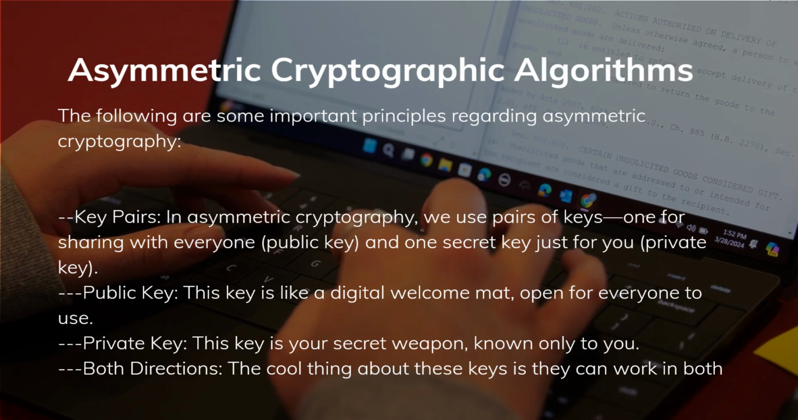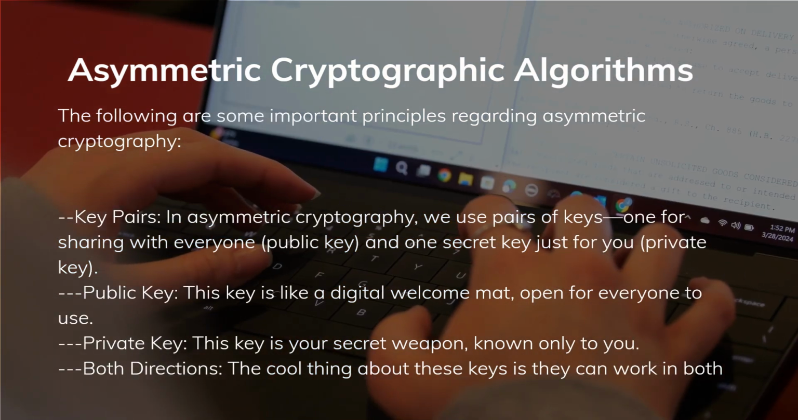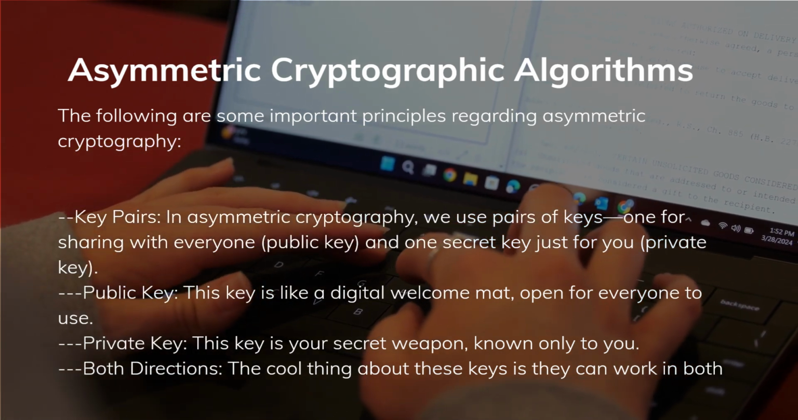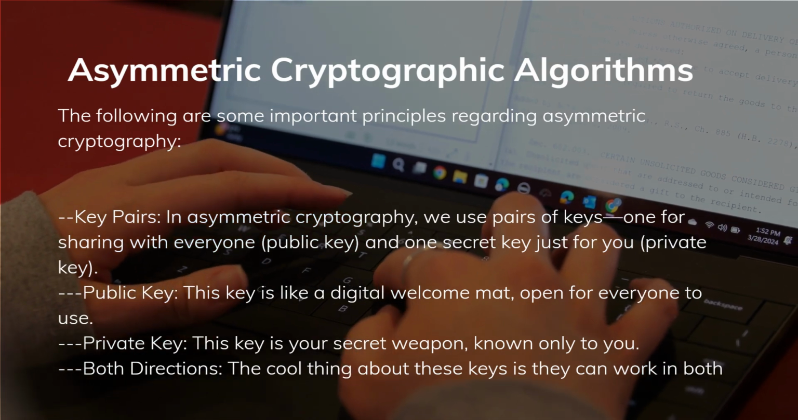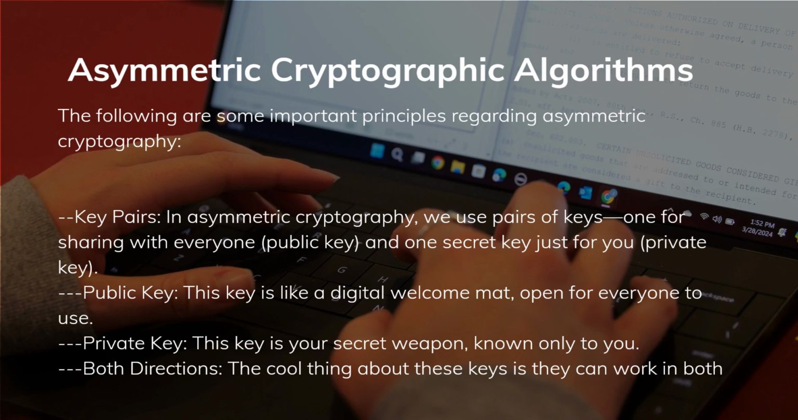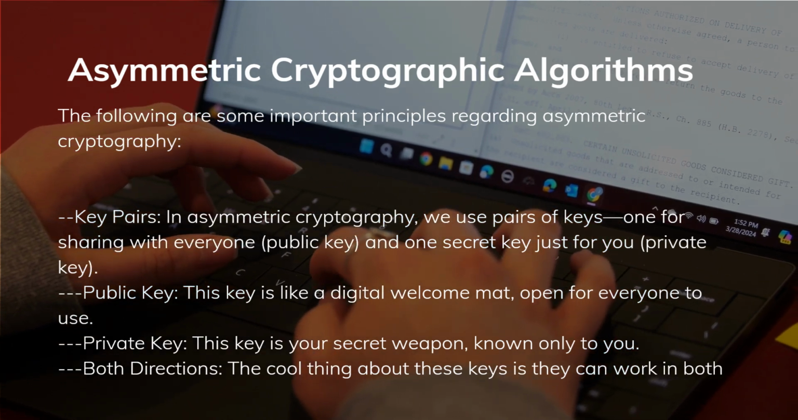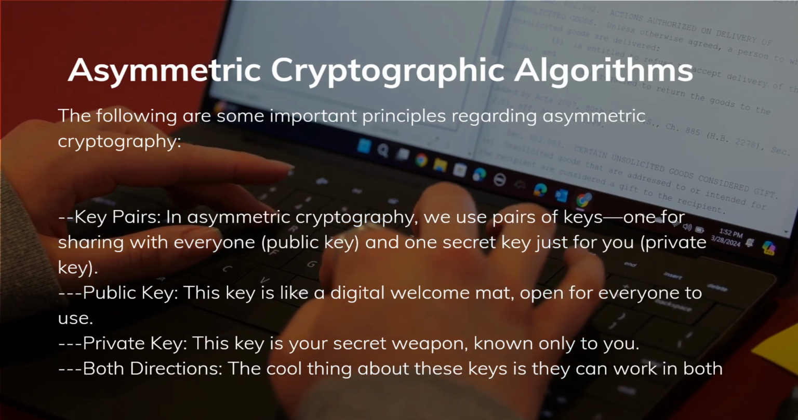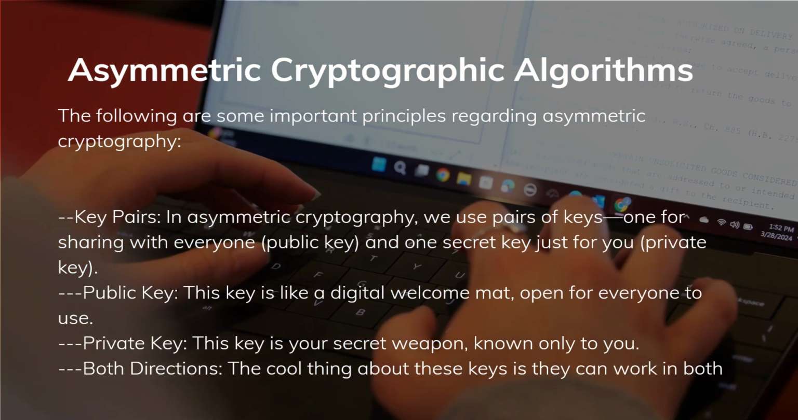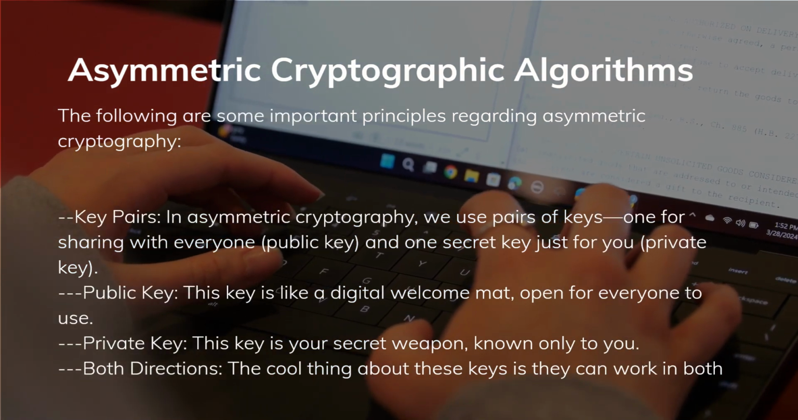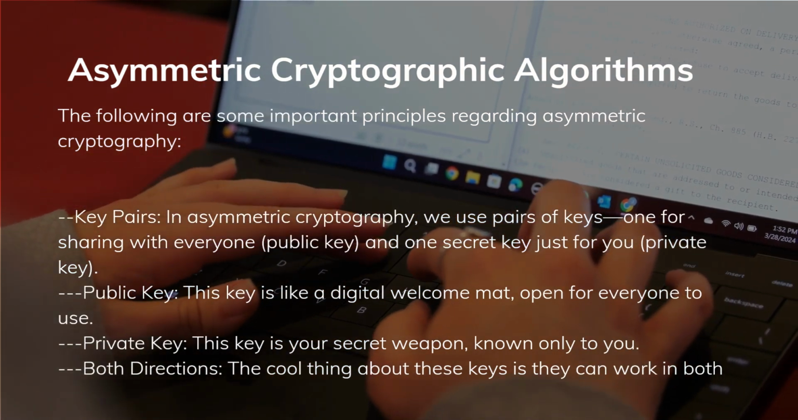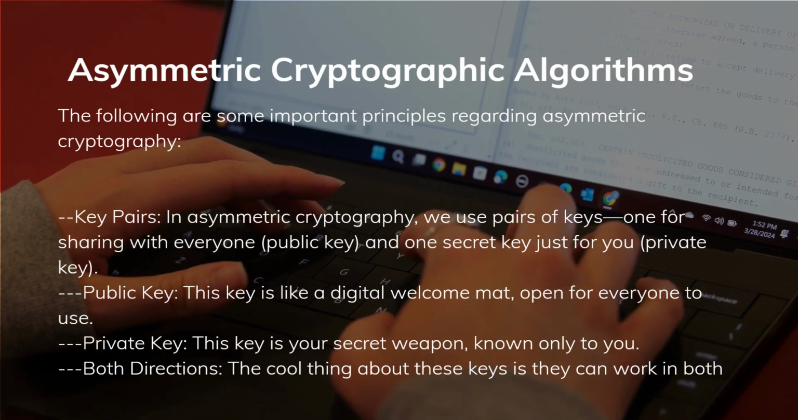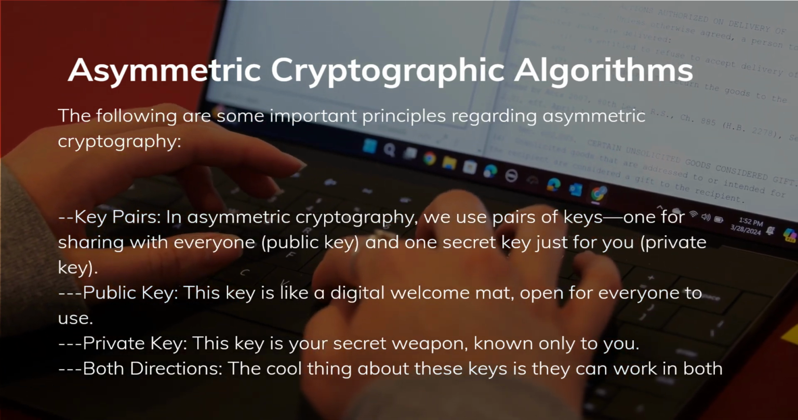Imagine you have a special lock and key system for your digital secrets. You have two keys, one that you share with everyone, the public key, and one that's just for you, the private key. The public key is like a digital welcome mat, open for anyone to use and access your secrets. But the private key? That's your secret weapon, known only to you, like having a hidden key to your digital treasure chest. The cool part? These keys can work in both directions, making it easy to share and protect your digital secrets with ease.